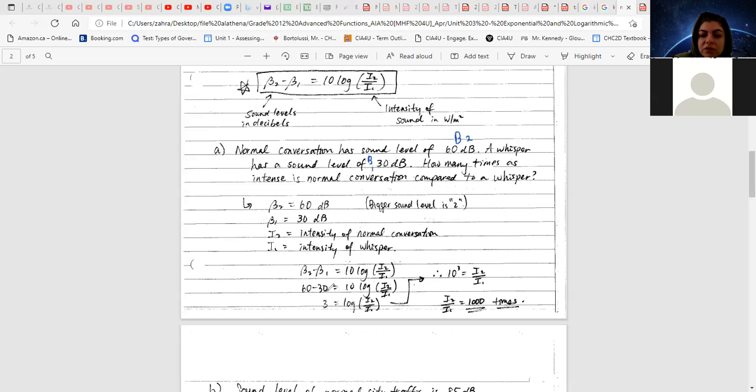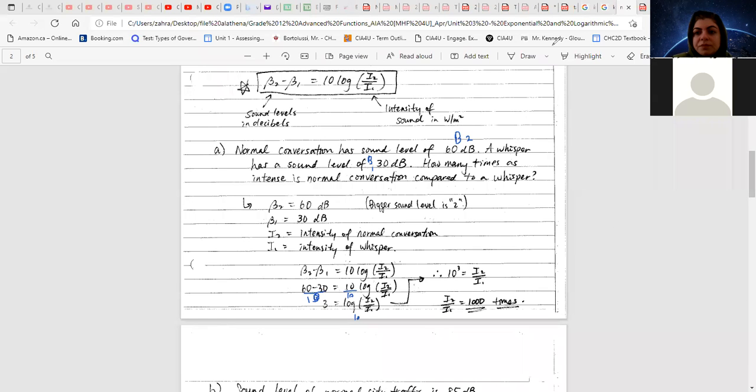So 60 minus 30 is 30. So you have to divide both sides by 10, because you don't want to have 10 at this side beside the logarithm. So 30 divided by 10 is 3. So you have 3 equals log of I2 divided by I1. The base of the log is 10. So 10 to the power of 3 is I2 divided by I1. Basically, I2 is 1,000 times bigger than I1. Any question, Theodore? No.